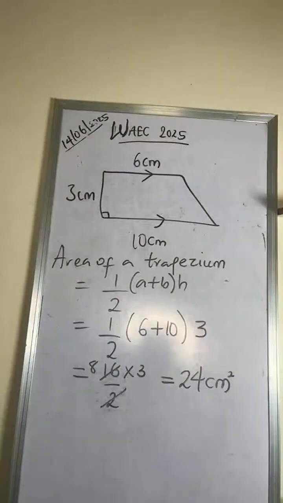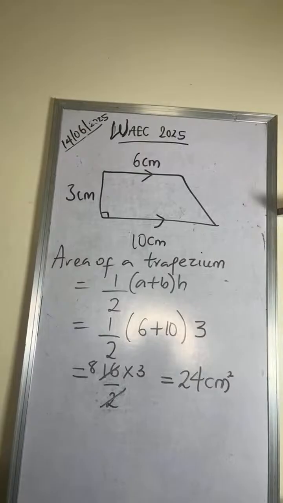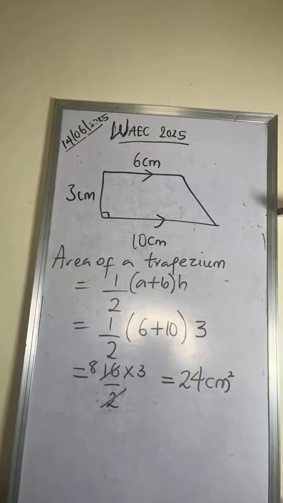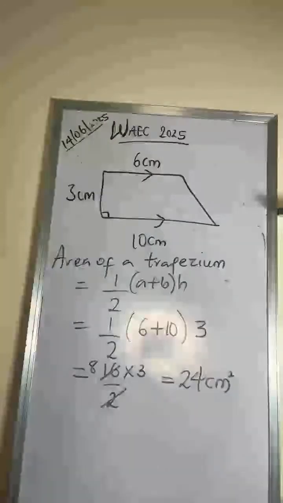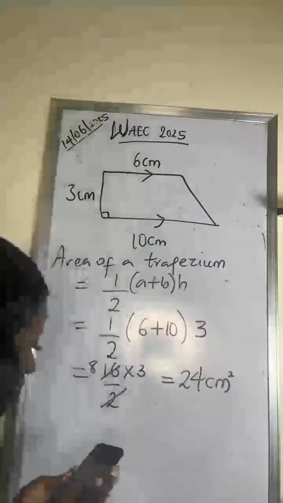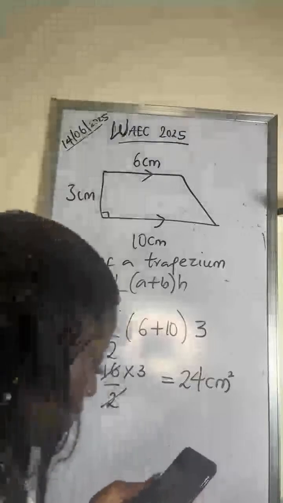Who got 20? Thank you. So 24. Yeah, so I'm glad that we have 2 people who got 24, so we're on track then. So 24 centimeters square. Always write the square whenever you are given an area to solve. So let's see if we can get more examples.